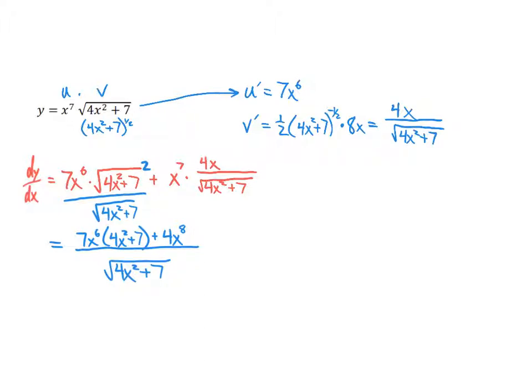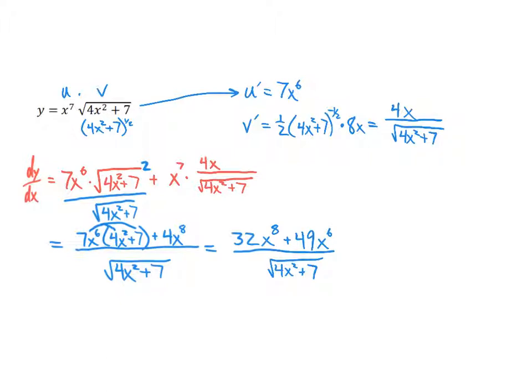And look at what ends up happening. When I distribute, I have a 28x to the 8th. So 28x to the 8th plus 4x to the 8th is 32x to the 8th. And then I distribute this here, plus 49x to the 6th. And that's over the radical 4x squared plus 7. Okay? Now, believe it or not, that is a much simpler and much more useful form of this answer.